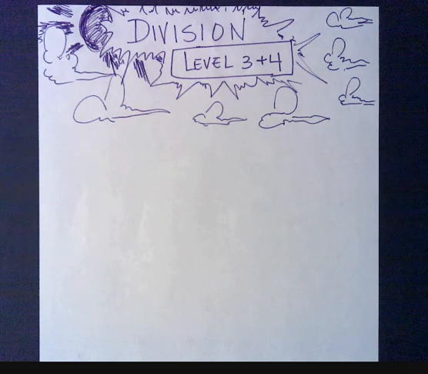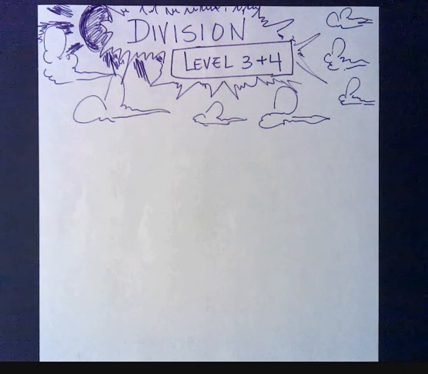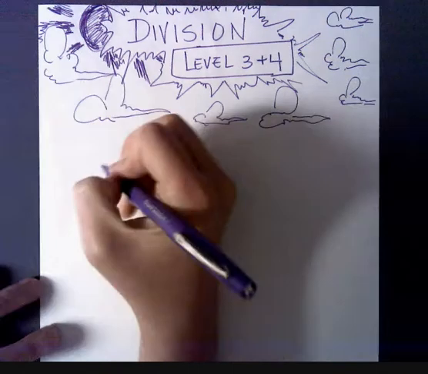Okay, so now we are on to level 3 and 4. This is where we're going to get into our 2-digit divisors and 2-digit dividends. So what that's going to look like is something like this.